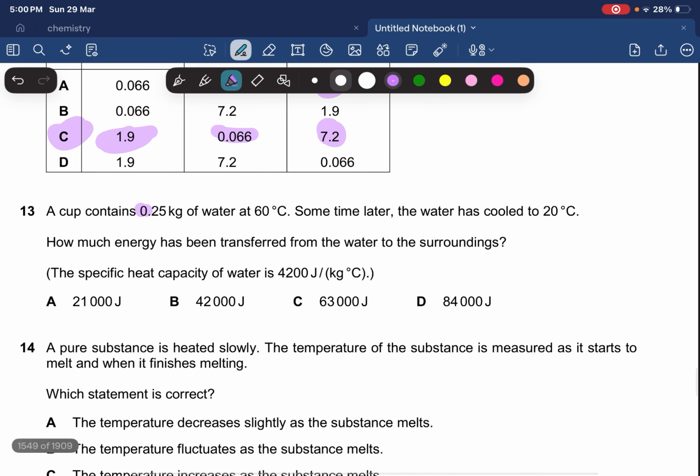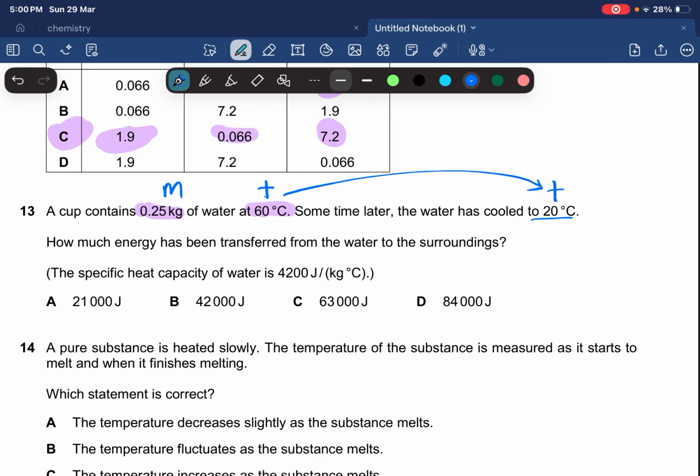A cup contains this much water at this temperature. So we have mass, we have temperature. Sometime later the water is cooled to this, so the change in temperature is going to be how much? 40 degrees Celsius, I guess.